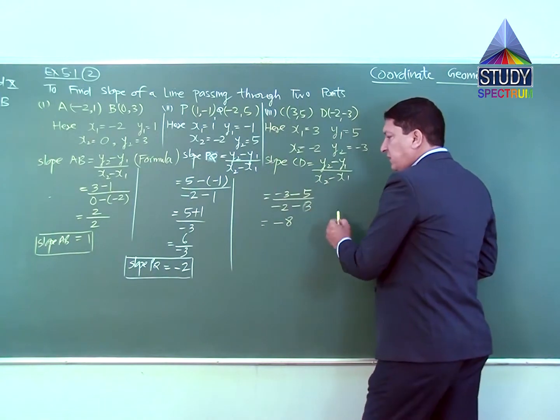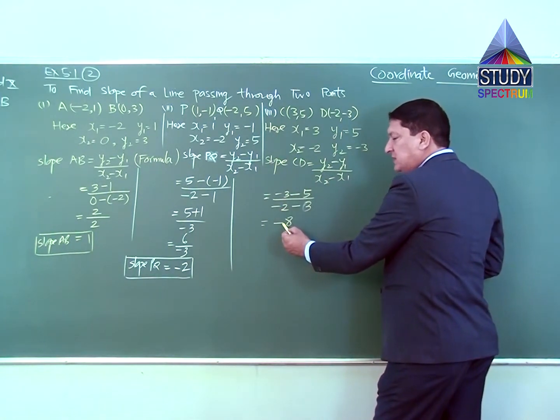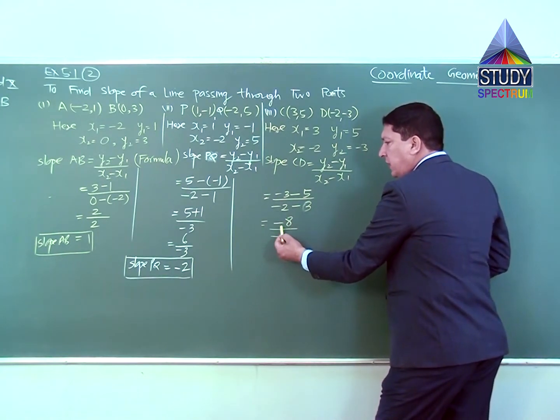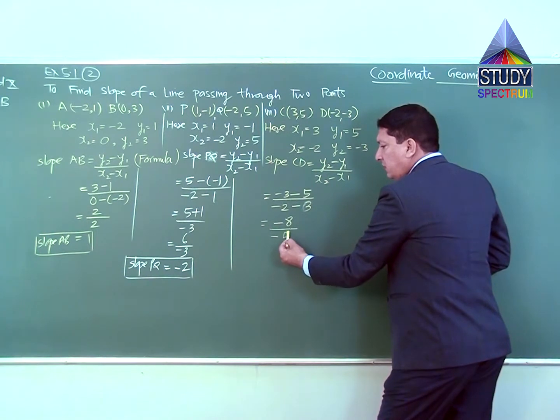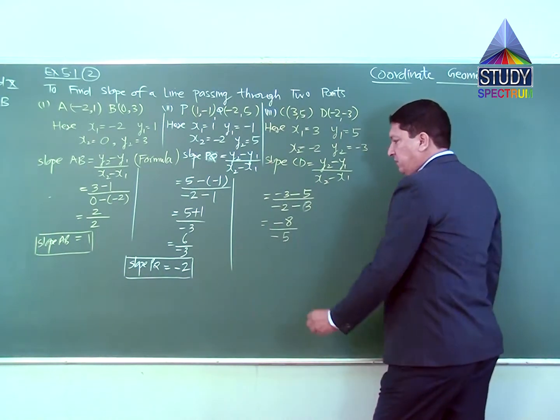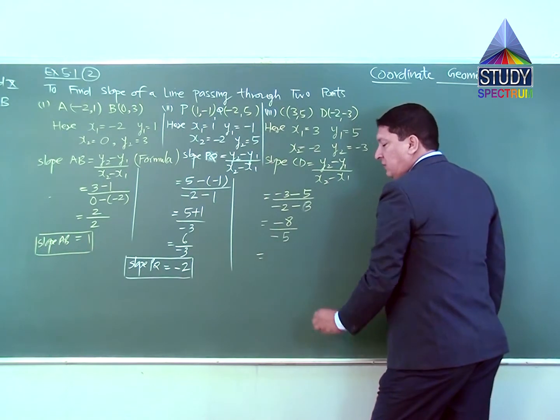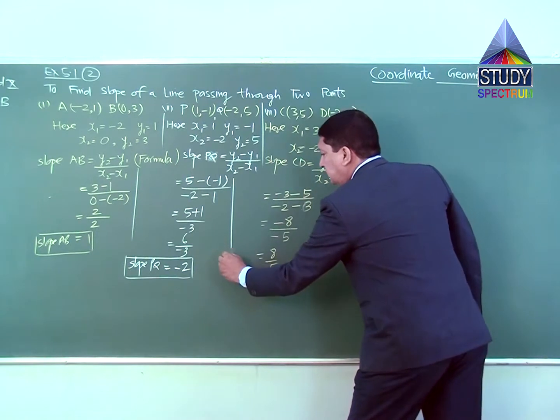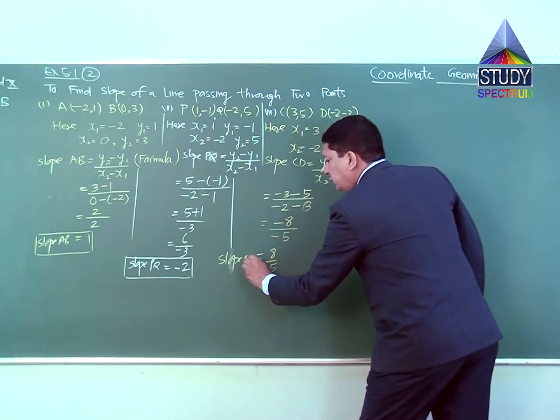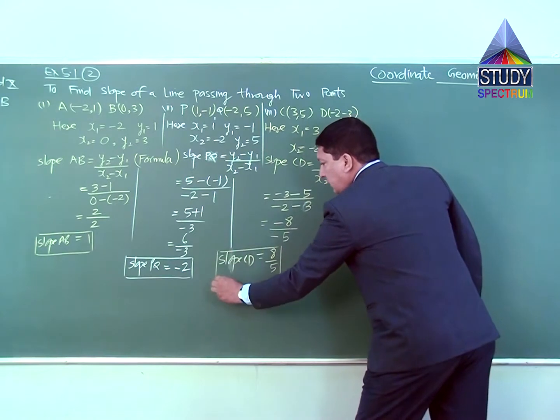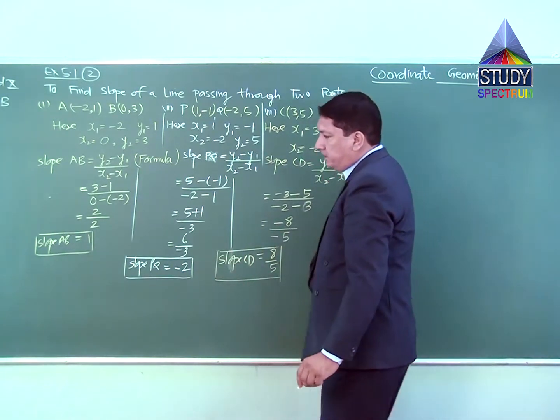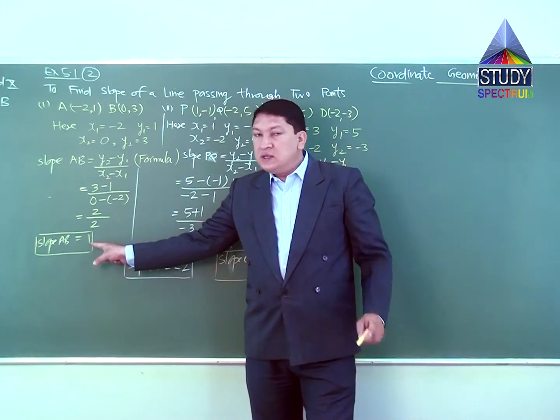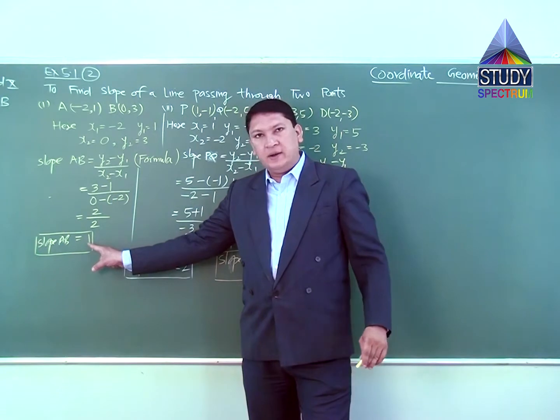So -3 -5, add these two numbers, keep the minus sign intact, upon -2 -3, the minus sign will remain. 3 plus 2 is 5, so -8 upon -5. The minus sign will get cancelled, what remains? 8 upon 5. So this is your slope of CD. Slope CD is 8 upon 5. Now if you look at these, these are expressions for the slope. These are the numerical values for the slope. Slope of any line, numerical value is 1.